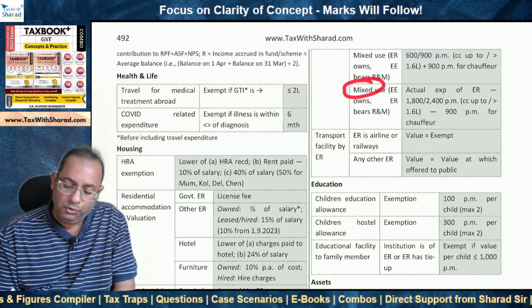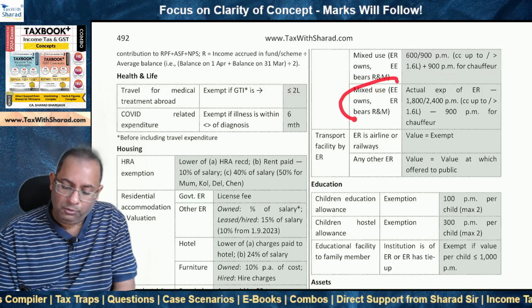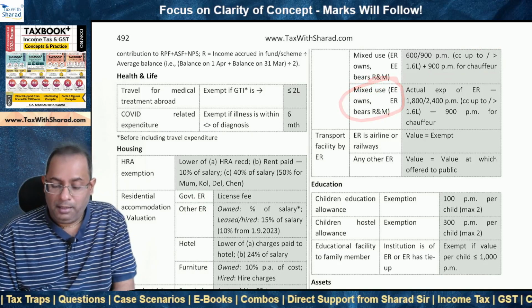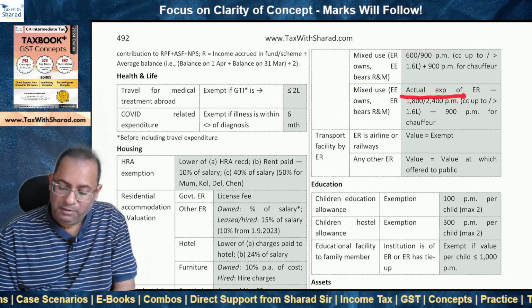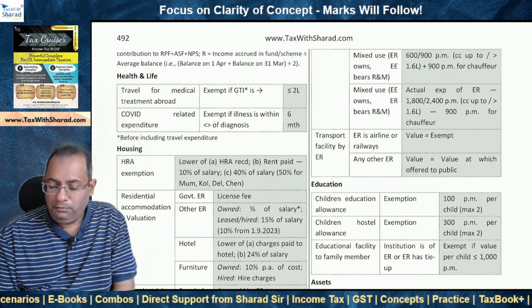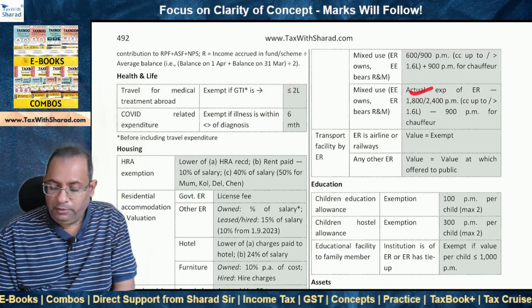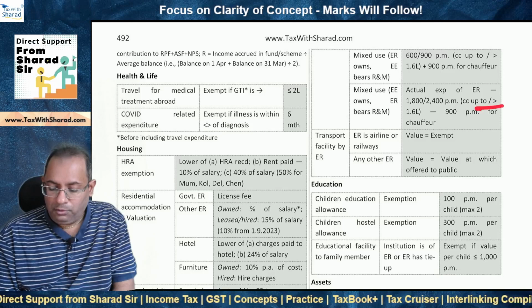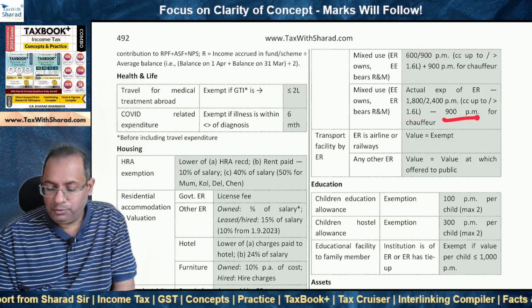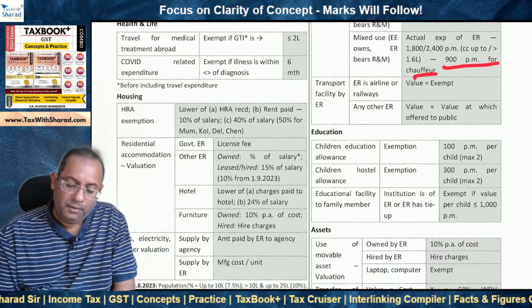Where the use is mixed use and the employee owns the motor car but the employer bears R&M expenses, then how do we compute the value? We first determine the actual expenses of the employer. From that, we reduce what? 1,800 or 2,400 per month, depending on whether the CC is up to or more than 1.6 liter. We further reduce 900 per month for chauffeur.